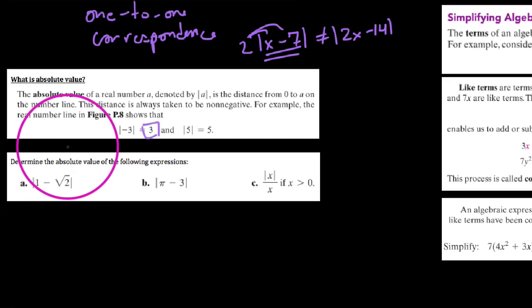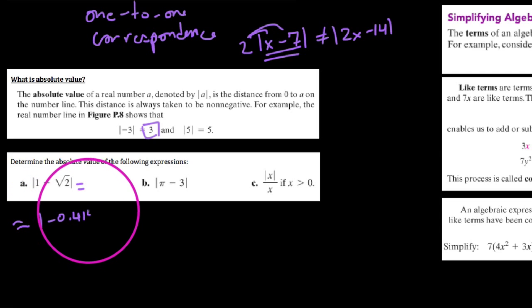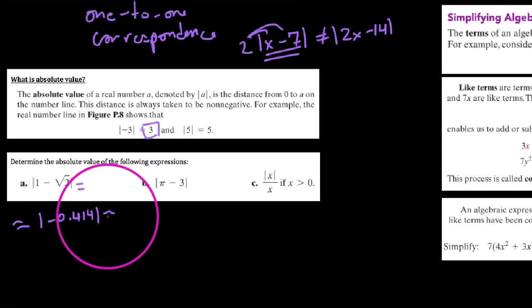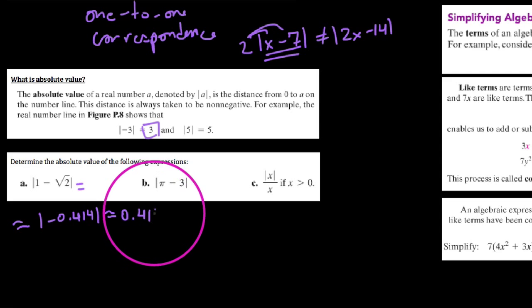But what I want you to notice here is 1 minus the square root of 2. Well, the square root of 2 is about 1.414. So you would think that this is going to be negative in here. You get approximately the absolute value of negative 0.414. If I were to take 1 minus 1.414, I'd get about this right here. But the idea is that I'm always going to get a non-negative value, so about 0.414.